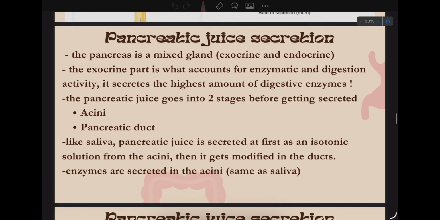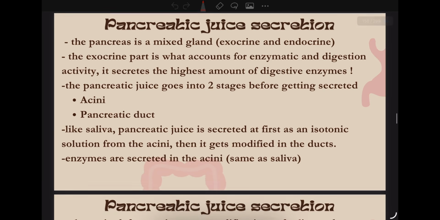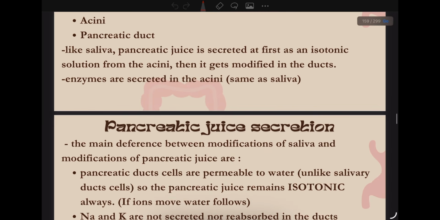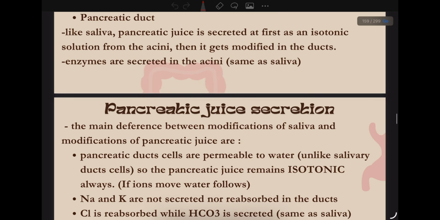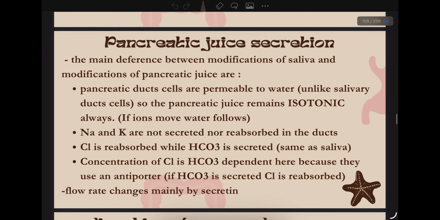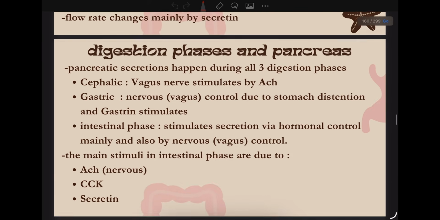So yeah, this is a summary of what I just explained. You know, it has exocrine and endocrine, but we are talking about the exocrine part. Acini, pancreatic duct. Acini gives us this isotonic fluid full of enzymes. In the ducts we modified. These are the main differences and all of that we have discussed.